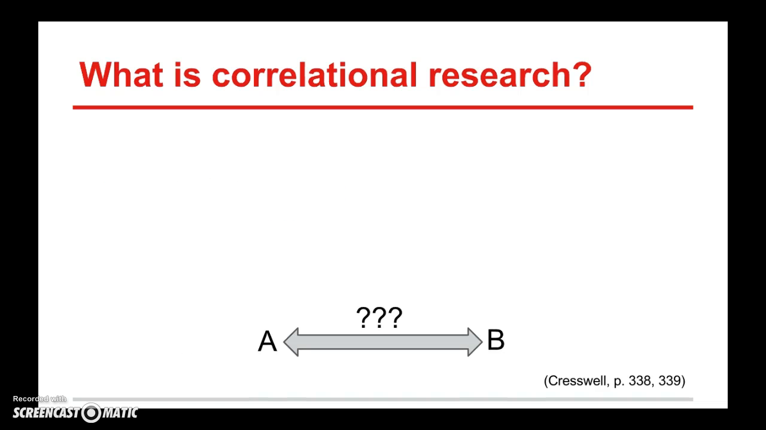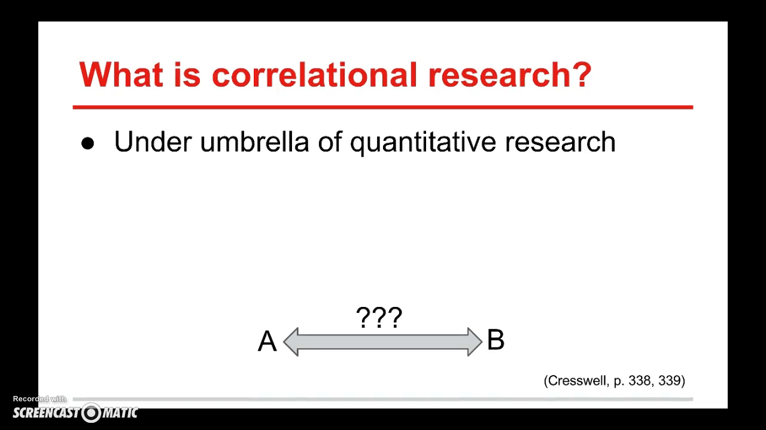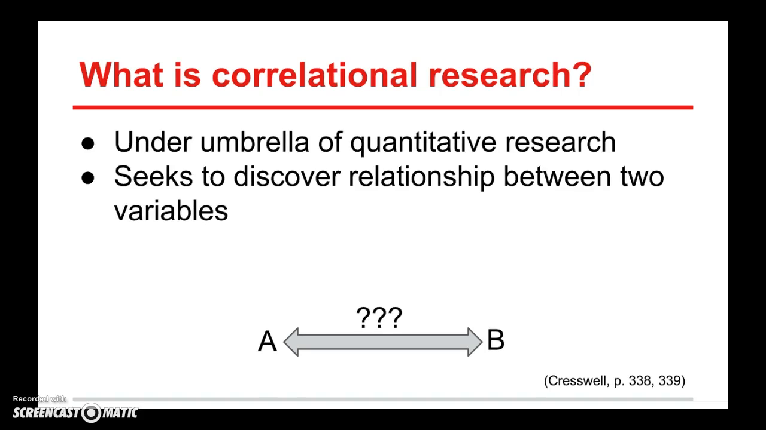What is correlational research? It's under the umbrella of quantitative research, so therefore we're going to be dealing with data that includes numbers, and it's seeking to discover relationships between two or more variables. So how does one variable affect the other, or if it does?